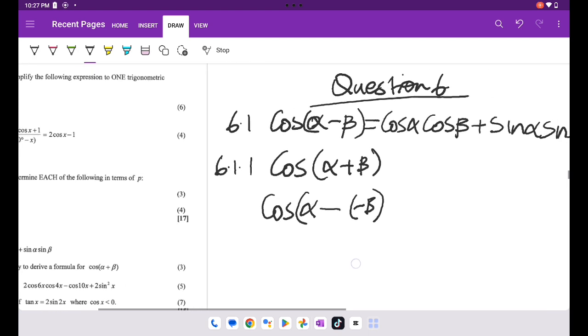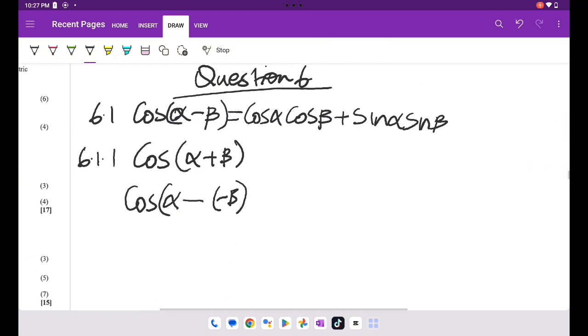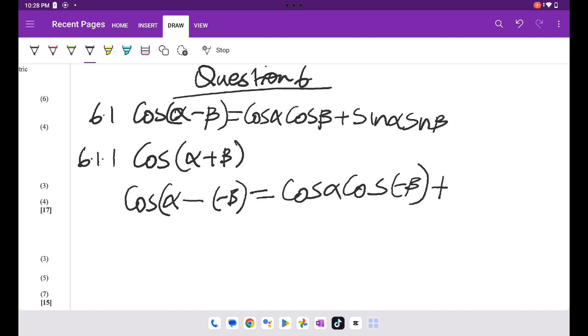So we are going to substitute as they are on the formula that has been given. So this equals cos of the first angle, cos of alpha, then cos of the second angle, our second angle is negative beta, and then plus sine of the first angle, sine alpha, and then sine of the second angle, which is negative beta. So we know that this is our cos of alpha plus beta.